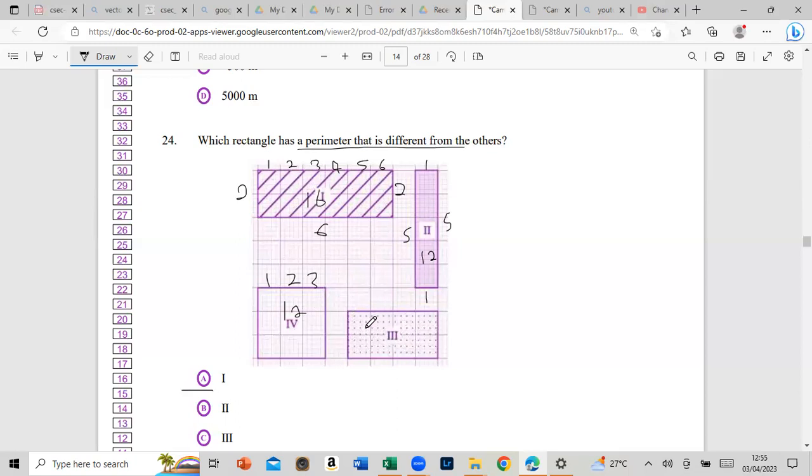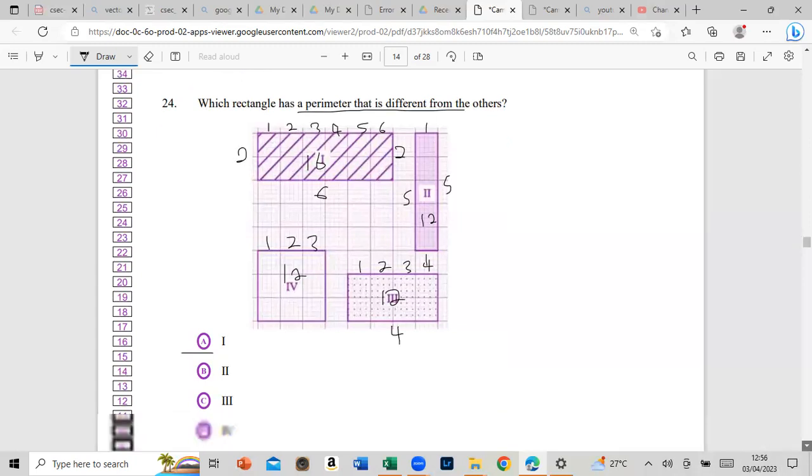And we could double check this one to see what the perimeter would be. 1, 2, 3, 4. So 4 and 4, 8. And then 8 plus 4, 12. So all of them work out to 12 except for number 1, which the perimeter would be 16.